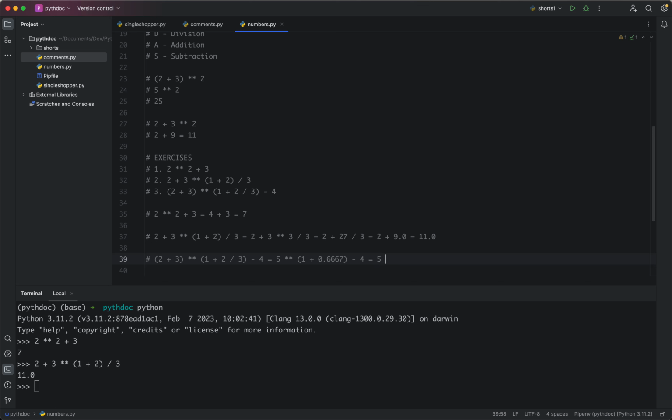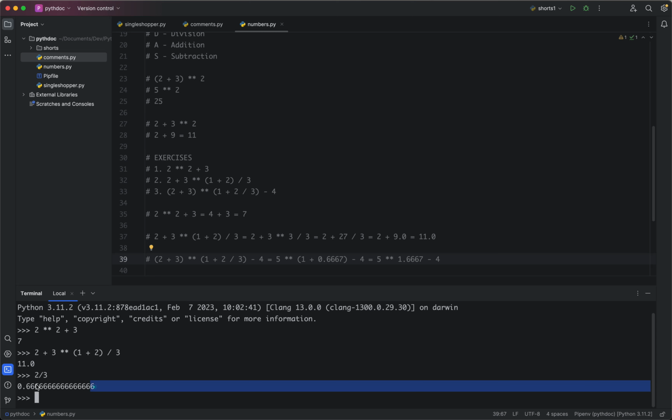And so we do 5 raised to power 1 plus that will give us 1.667. And we do minus 4. Of course, we do not need this parenthesis again since we've solved it. So this is where it becomes tricky, because I don't know what 5 raised to power 1.6667 is. Yeah, so let me quickly use this. Now you see that result that we have there, and I have only approximated it here. So let's do 5 raised to power that.